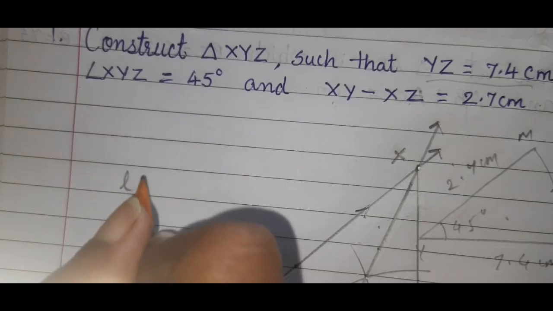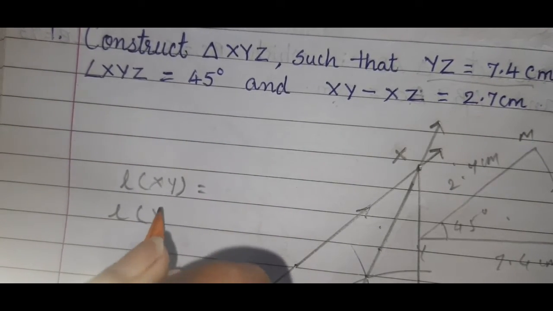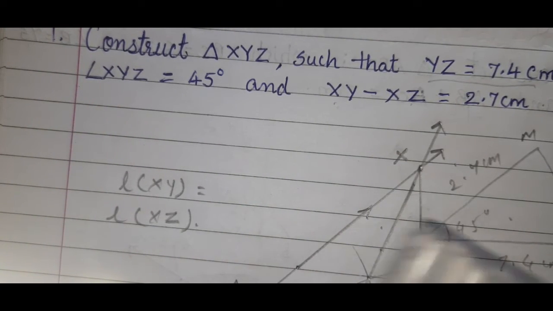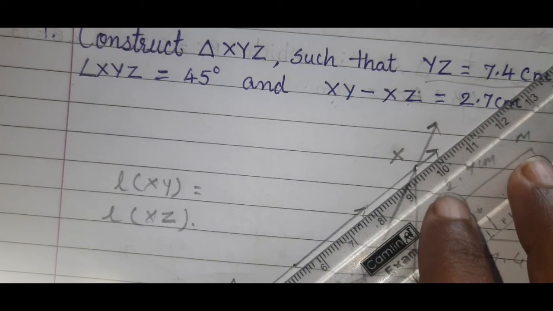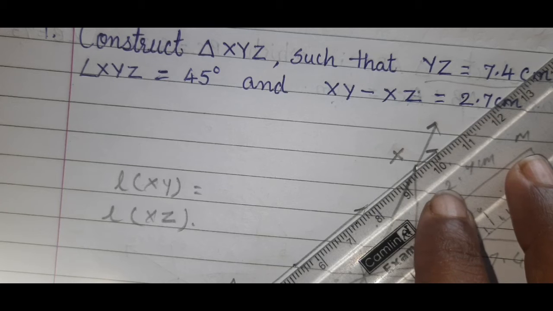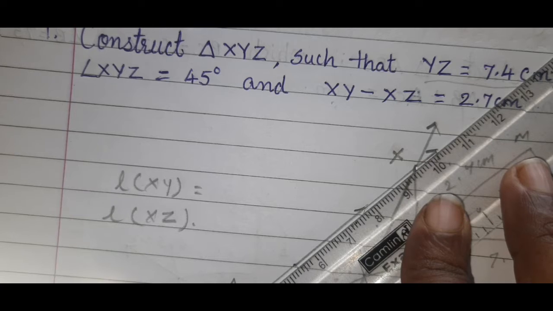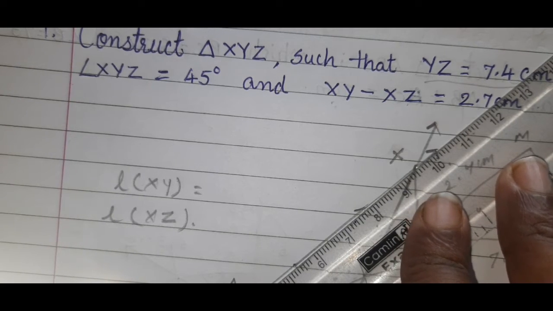Fine. Now what I have to do is measure the length of XY and the length of XZ and find out the difference between them. After finding the difference, if it is equal to 2.7 or approximately 2.7, then my construction is correct. If you get 2.8, 2.9, it is considered to be correct. If you get 2.5, 2.6, it is considered to be correct. A 0.2 difference is acceptable.